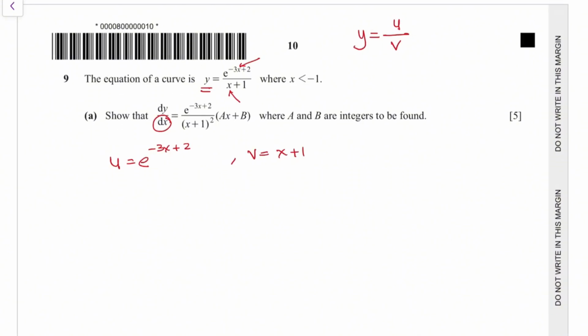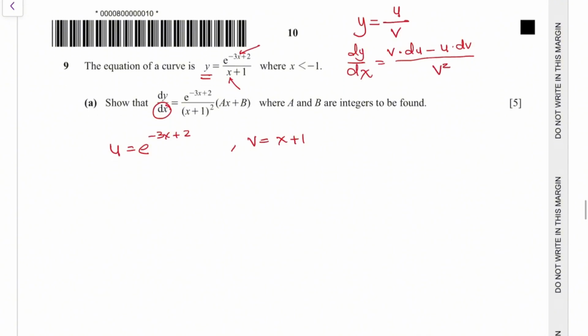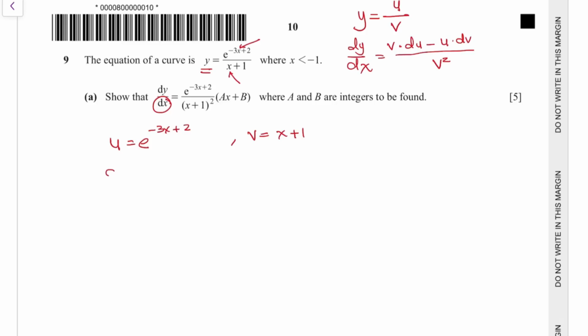Okay? And what happens when you differentiate u over v with respect to x? Then your dy over dx would be v multiplied with the derivative of u, subtracted by u multiplied with the derivative of v, all over v squared. Okay, so let's think about what is your du with respect to x. Okay, du dx, e to the power of negative 3x plus 2.